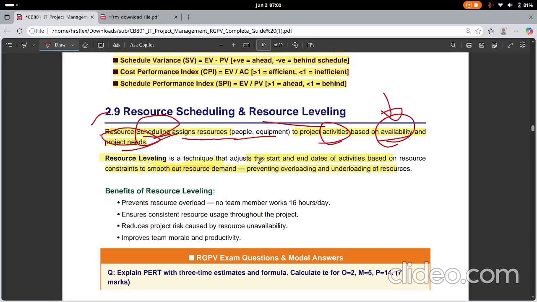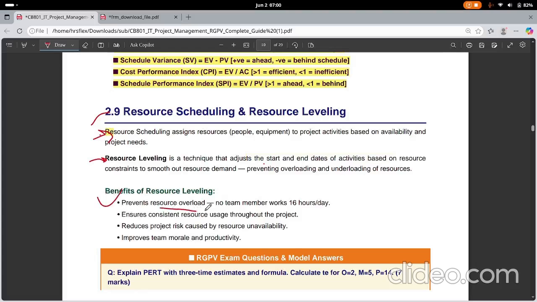But leveling means to check the constraints to prevent the overloading or underloading of a single resource. So this is mainly two things: scheduling and leveling. Scheduling talks about the availability, and leveling talks about the constraints of that resource. I think it is more granular compared to scheduling. So what is the benefit of leveling? It prevents resource overload, ensures constrained resources are managed, reduces project risk, and improves team morale and productivity.